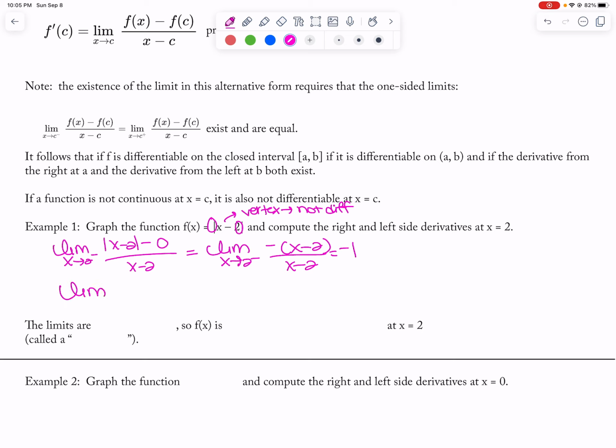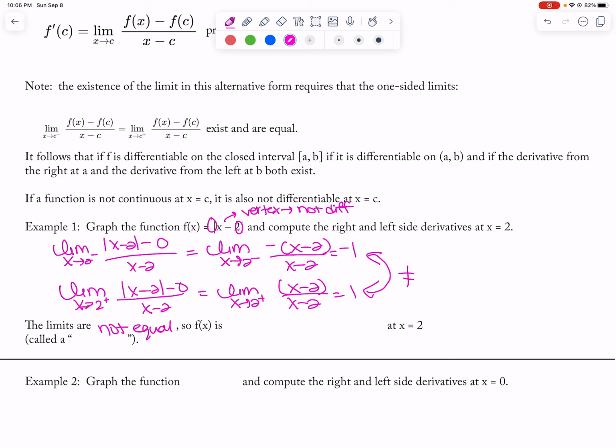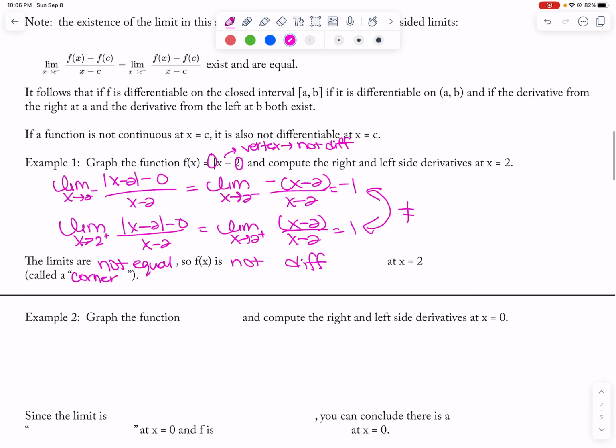Now when I approach it from the right-hand side, I have the absolute value of x minus 2, minus 0, over x minus 2. This is the limit as x approaches 2 from the positive side, a positive x minus 2 over an x minus 2, and I get 1. Those are not equal, so the limits are not equal. f is not differentiable at 2, and this is called a corner. All absolute value graphs have a corner.